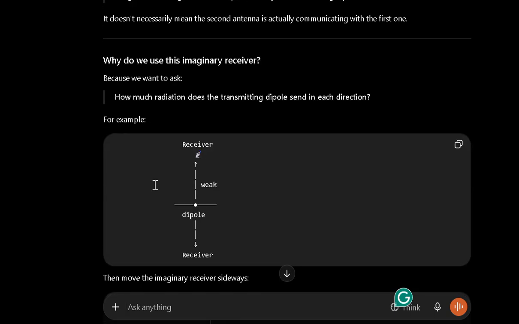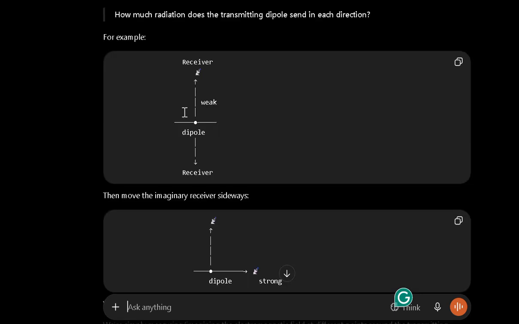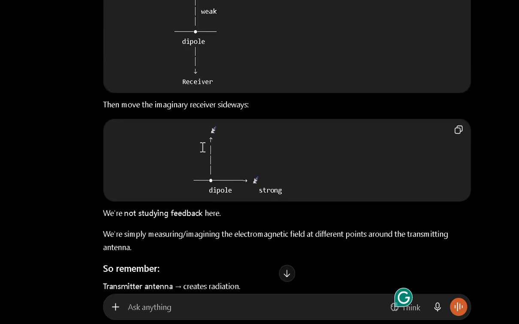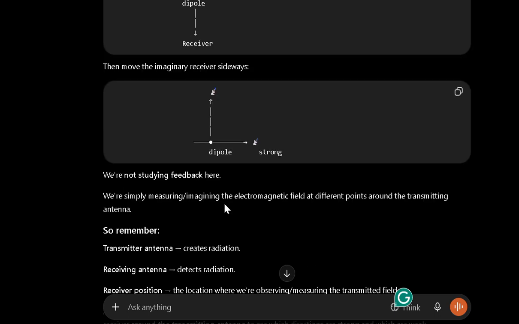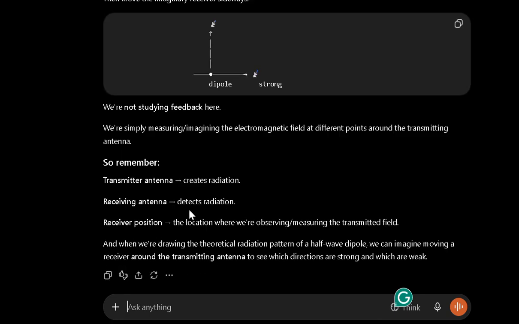Why do we use the imaginary receiver? Because we want to ask how much radiation the transmitting dipole sends in each direction. For example, if the dipole is weak, the imaginary receiver stays silent. If the imaginary receiver responds strongly, it is a strong dipole. We're not studying feedback here, we are simply measuring, imagining the electric field at different points around the transmitting antenna. So remember, the transmitting antenna creates electromagnetic waves, the receiving antenna picks them up.